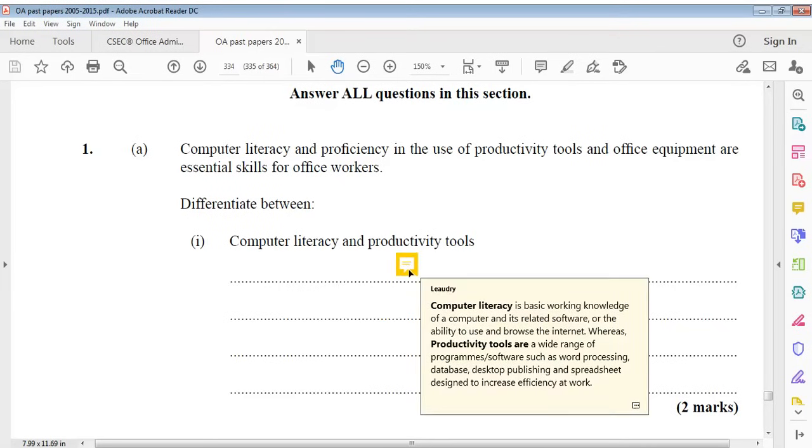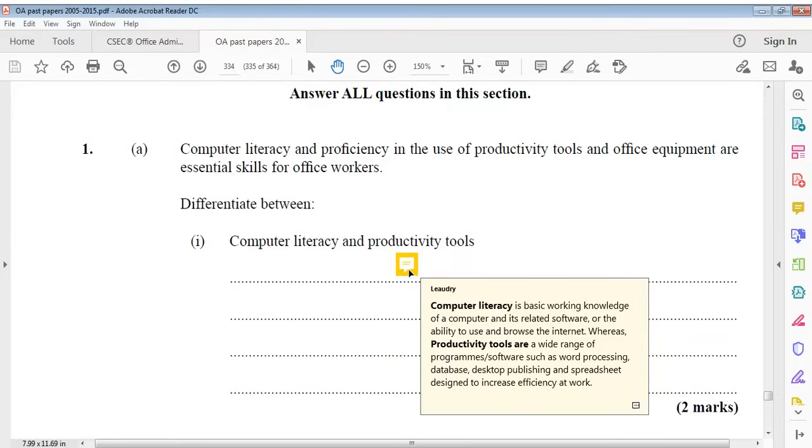Computer literacy is basic working knowledge of a computer and its related software, or the ability to use and browse the internet. Whereas productivity tools are a wide range of programs or software such as word processing, database, desktop publishing, and spreadsheet designed to increase efficiency at work. So that is our answer.